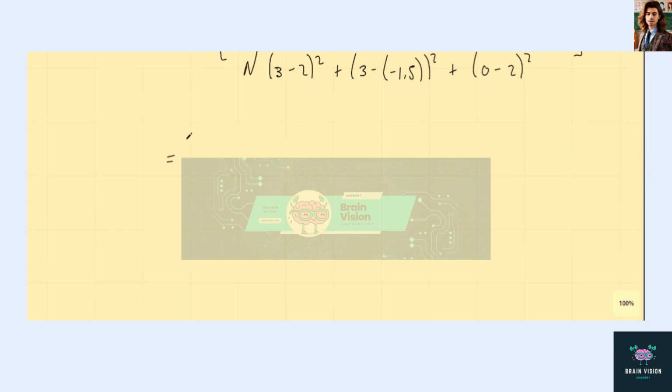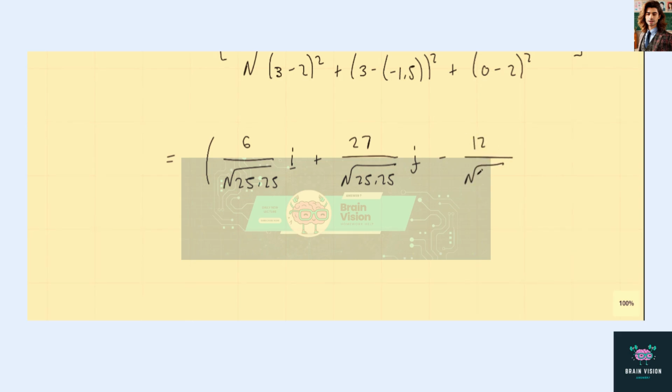And so we find the velocity vector VA becomes 6 over the square root of 25.25 i plus 27 over the square root of 25.25 j minus 12 over the square root of 25.25 k, and this is in meters per second. So now we have the position vectors as well as the velocity vector for the particle.